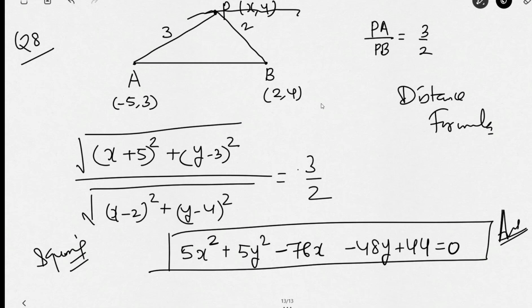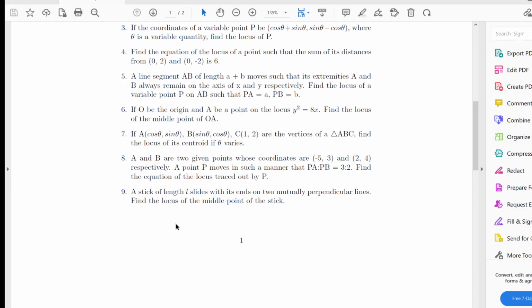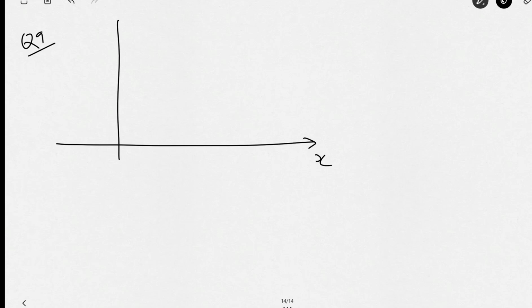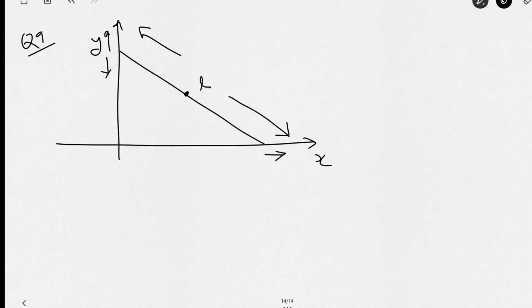So this is done. Let's move to question number 9. A stick of length L slides with its ends on two mutually perpendicular lines. Find the locus of the middle point of the stick. I think we had solved a similar problem. Obviously, when two perpendicular lines are given, we will take the x and y axes. The stick has length L, and we need to find the locus of its middle point as it slides on these perpendicular axes.